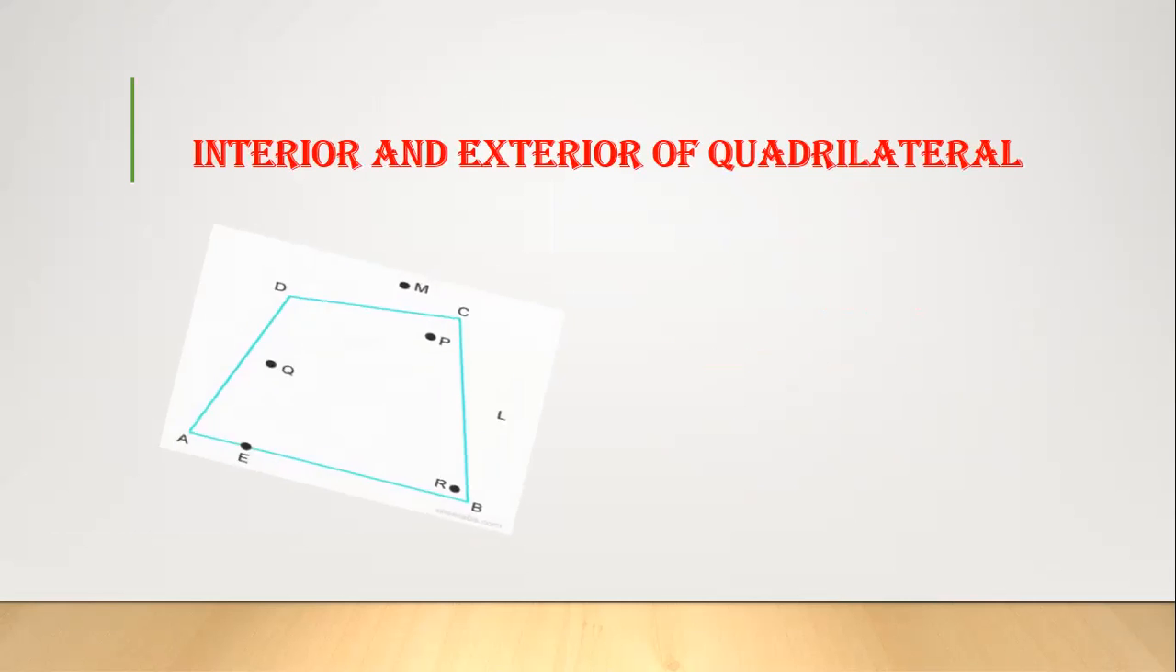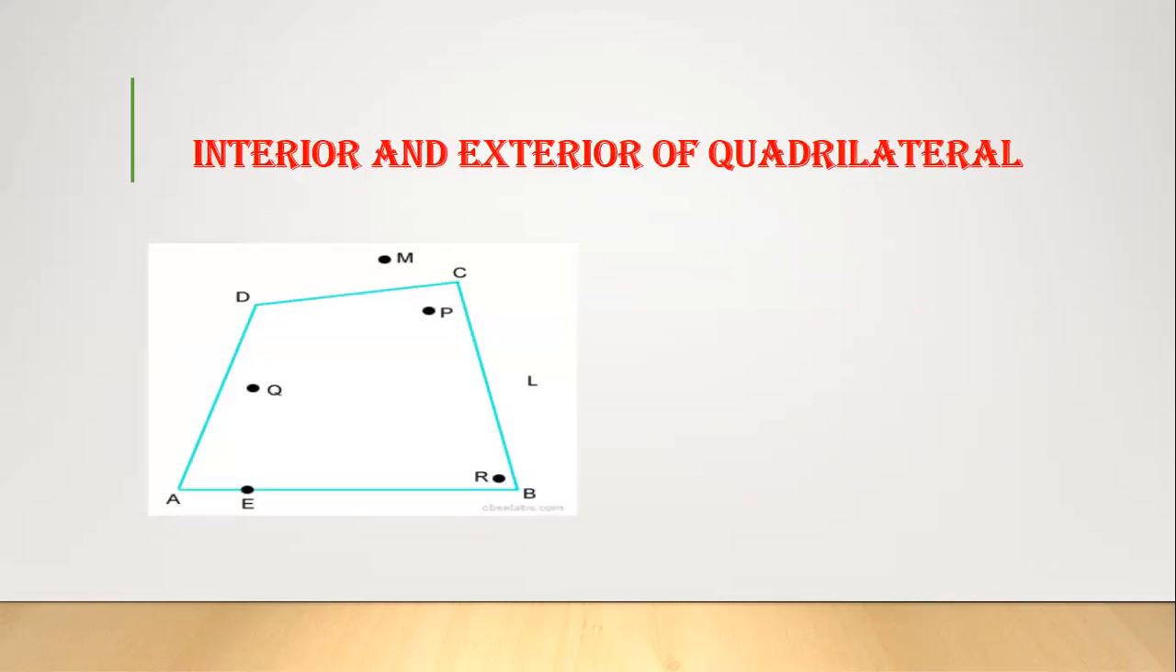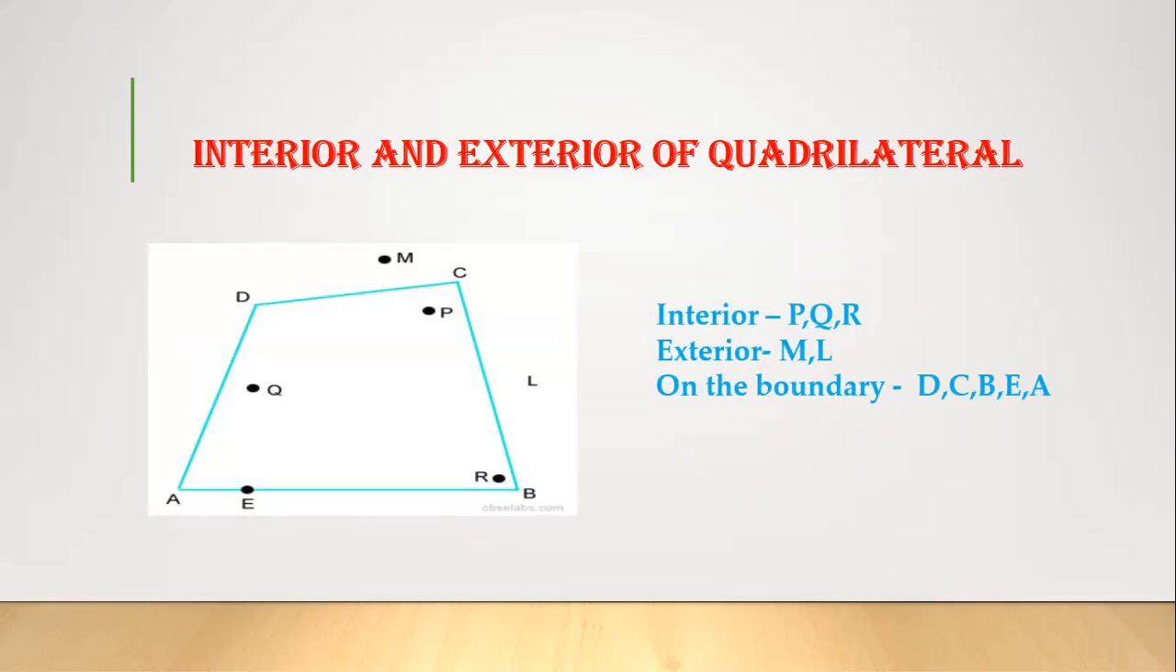Now, interior and exterior of a quadrilateral. The points which are inside the quadrilateral are interior, the points which are outside the quadrilateral are exterior, and the points which are on the quadrilateral are known as on the boundary.